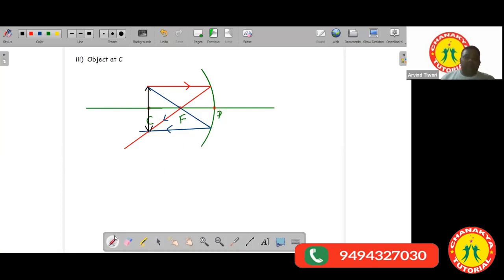What all things should you keep in mind while drawing this diagram? First of all, take the center of curvature to be the point where you placed the compass. Take the point P, which is the pole of the mirror, and focus should be exactly between pole and center of curvature. You will observe that after reflection, the light rays actually meet at a point exactly below the center of curvature.